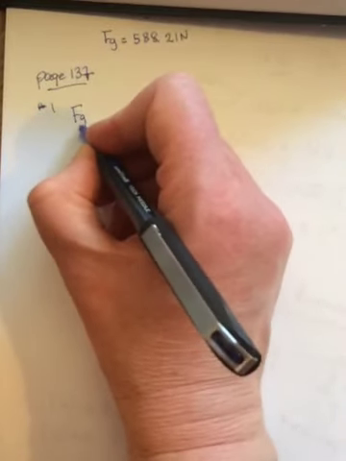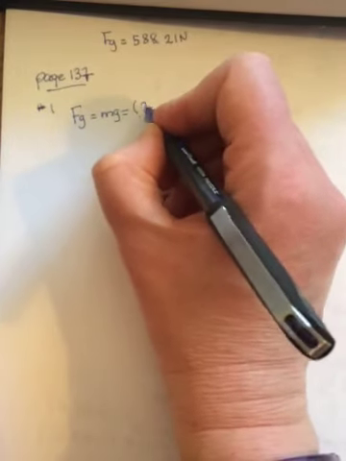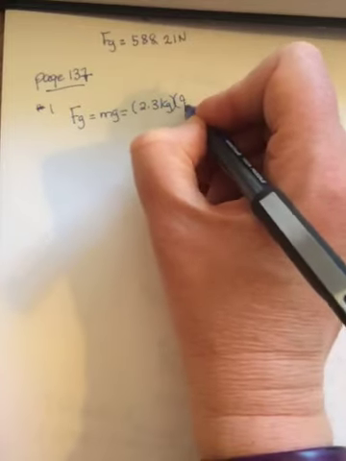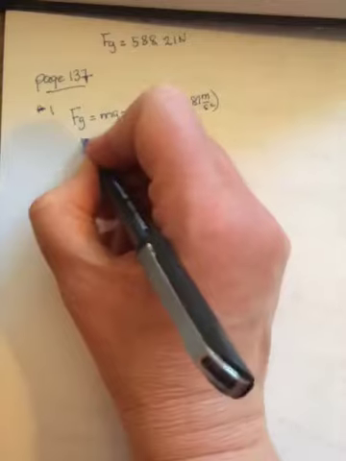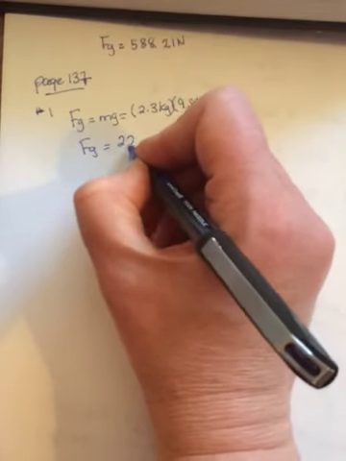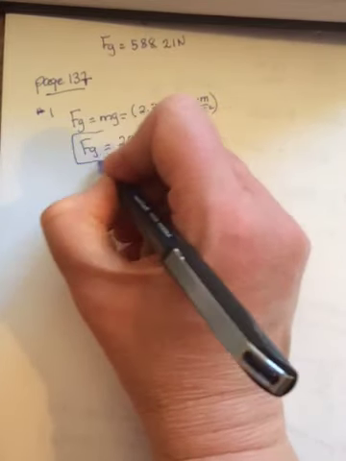Weight, Fg, is equal to mg. And so a 2.3 kilogram bowling ball, and it just says on Earth, so 9.81 meters per second squared. Type this in your calculator, and you should get 22.563 newtons. Number 1 is done.